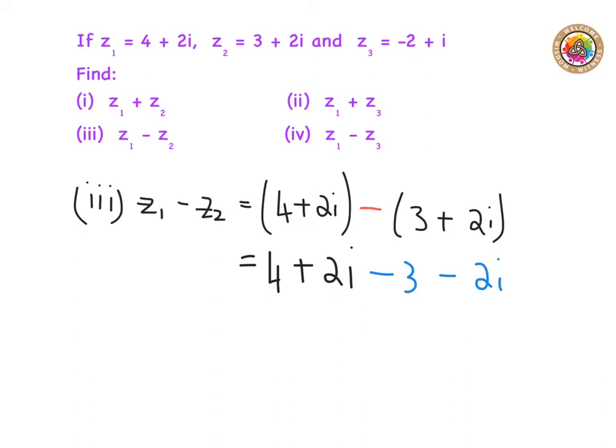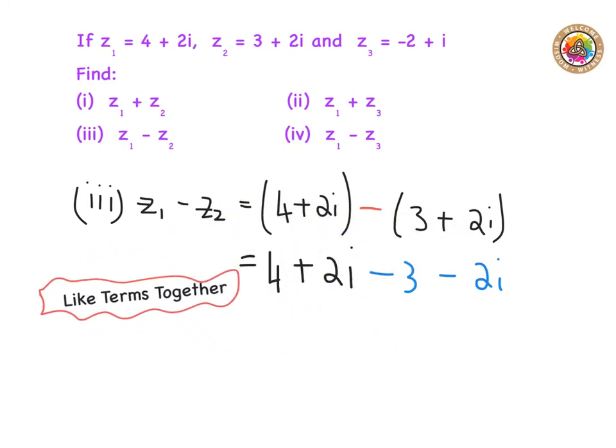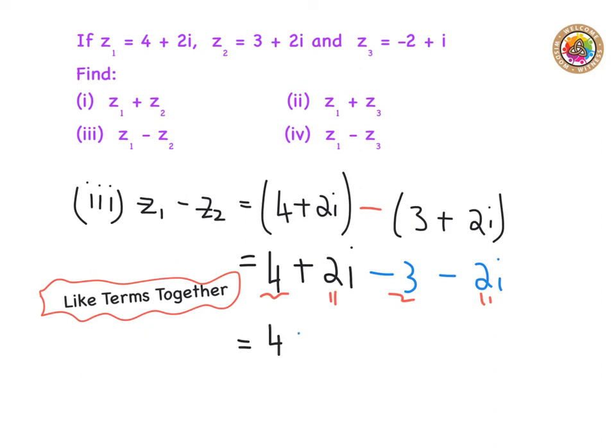And so here I'm just going to again follow my same rule of before, which is that we put like terms together. Isn't that right? So to put like terms together, I'm going to put my 4 and 3 because they're both real numbers, and then I would have this 2i and 2i together as well. So our next line is going to be 4 minus 3 plus 2i minus 2i.